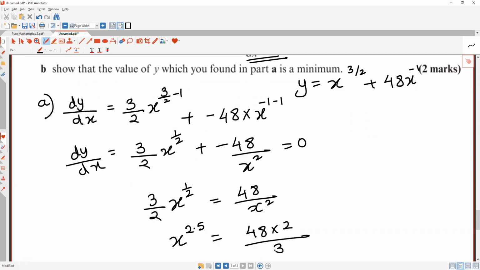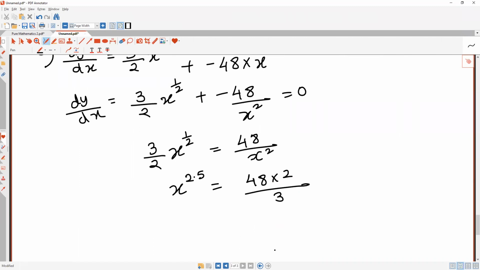What I did here, you guys understood that step? Everyone? Yes. Okay. So now we have 48 multiplied by 2 divided by 3, that is going to be 32. So x equals 32 raised to 1 divided by 2.5. Remember, when 2.5 goes to the other side, the power becomes 1 over that power. So raised to 1 divided by 2.5. The answer is 4. So x is 4. Everyone got this?